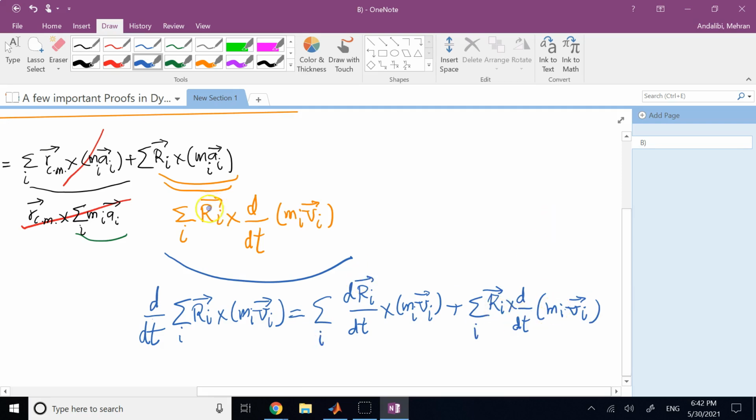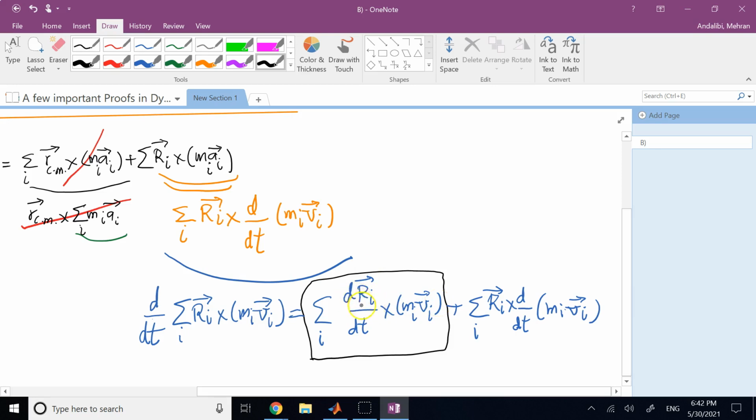So this term is clearly what I want. The only thing left to show is whether this term here is equal to 0. If this term is 0, then life is good. Now, last time I had small ri, time derivative of small ri was what? Velocity of particle i with respect to the origin. So this one was vi, if it was a small ri. And then vi and mvi were parallel, so the cross product was 0.